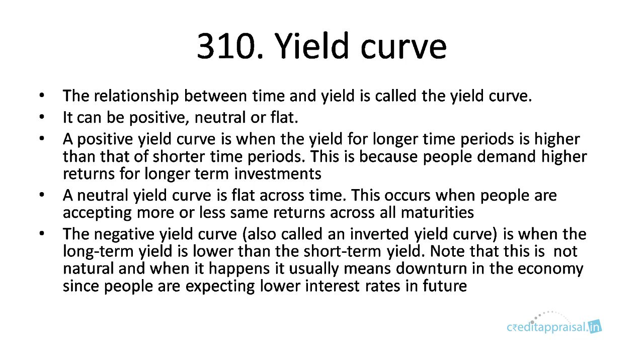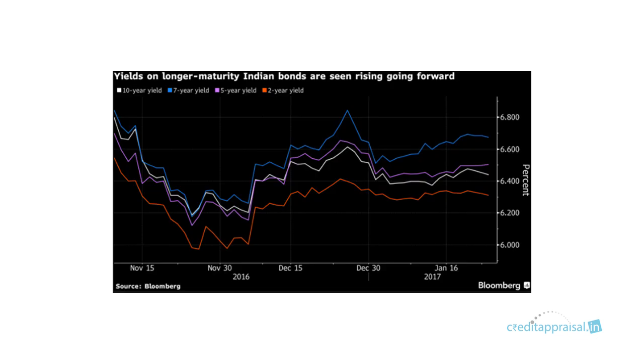A positive yield curve means when the yield for the longer time periods is higher than that of the shorter time periods. Say for example, a 10-year bond, a 10-year yield is more. That means people are demanding higher returns for longer term investments. That is positive yield. So in this figure you can see the yields on longer maturity Indian bonds are rising going forward. So what does it mean? Positive yield curve means, in general, the investment community is demanding higher rates of interest, higher returns for investing long term.